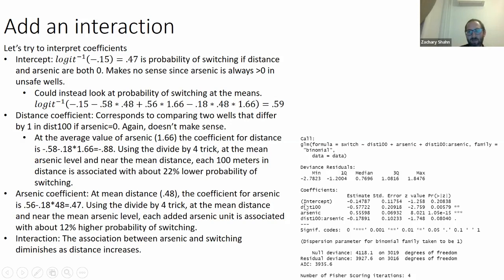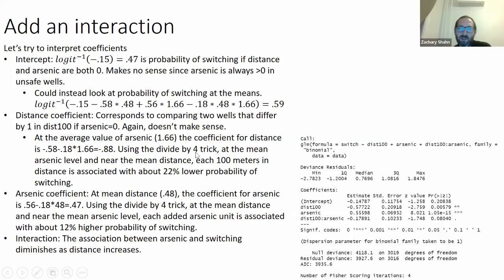At the mean arsenic level, when you combine the interaction and the coefficient for distance on its own, you get that a change of one in distance would reduce the linear function of the covariates, not on the probability scale, by 0.88. So what does this correspond to on the probability scale? There's this divide by 4 trick that they talk about in the book, which gives you a way to interpret these coefficients approximately on the probability scale. You just divide them by 4, and that tells you about what the impact of moving it by 1 would be if it's near its mean.